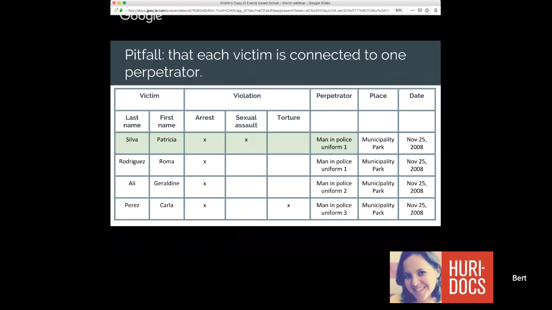You can then link events together through a chain of events. You can bring persons together via the biographic details format, and you can also, if required, record additional information about specific violations through the additional details format. So for each of those formats, HURIDOCS drafted a number of default formats with a very generic structure, which are presented here.